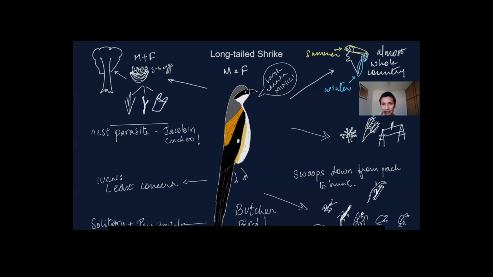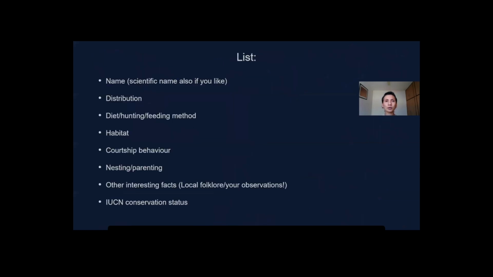And initially, if you find it difficult, like if you feel lost about where and how to find information, maybe you could take this list down. You can write it down or take a photograph, and you could put it in your notes. So basic things you need, no matter what you see, not just a bird, is the name, scientific name if you are interested. Write down its distribution, where in India or the world it's found and when it's found, diet, hunting, feeding method, habitat, where in the small habitat, whether it's near a water body or where it's found, you can put it down.